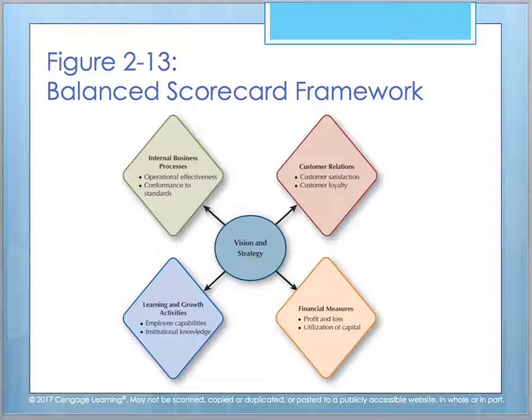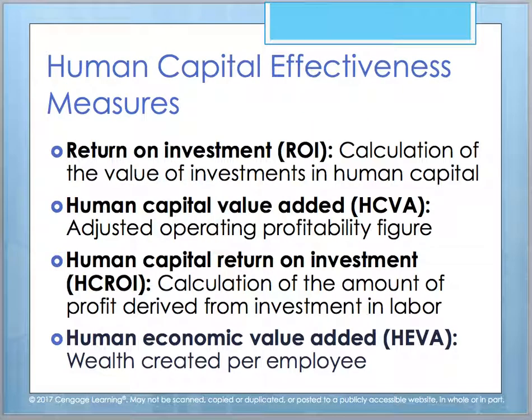So you have your internal processes that can help with conforming to standards and making sure that you're effective operationally. Your relationship with your customers: how satisfied are they? How loyal are they? If they're not satisfied, they won't be loyal. The financial measures, as far as are you profitable or not, and how will you utilize the capital that you have on hand. Learning and growth activities is how capable your employees are and how knowledgeable your entire organization is in a given area or areas.